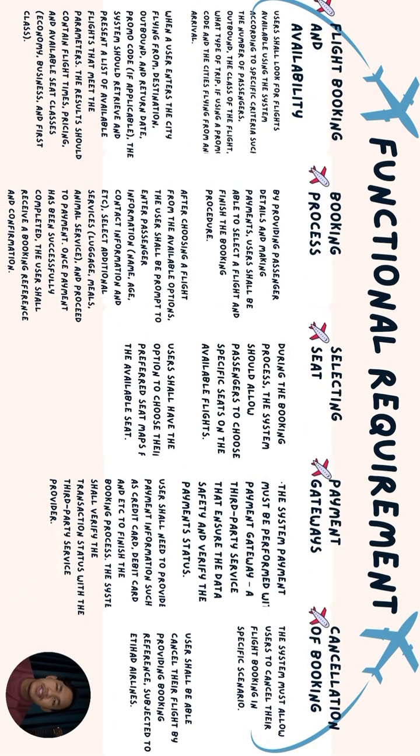Functional requirements. Functional requirements define what the product or project must do: the project features and project functions. We take a look at the first feature in Etihad Airways, which is flight booking and availability. When a user enters the website, they enter the city flying from, the destination, and the outbound and return dates, along with a promo code if applicable. The system should retrieve and present a list of available flights that meet the parameters. The result should contain flight times, price, and available seat classes.